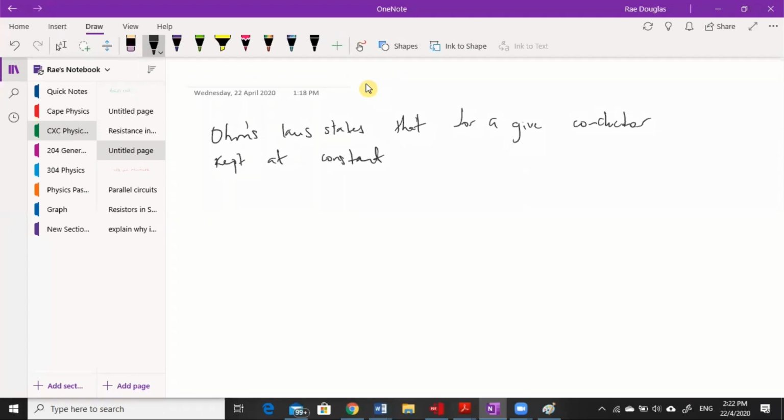All right, constant temperature, we said, and so the last thing you have is the potential difference, comma, across the conductor is directly proportional to the current flowing in the conductor. Full stop.